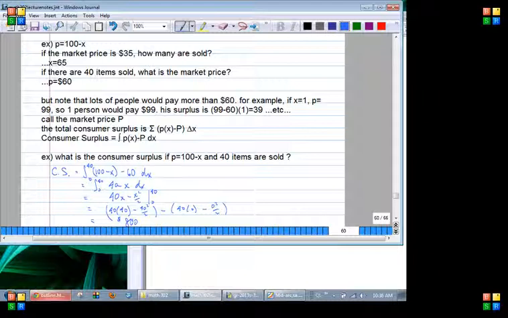So on the one hand, you can just memorize the formula. It's the integral of the price function p of x minus capital P, the market price, dx. On the other hand, remember what the integral represents. It's the sum or the accumulation of every individual's surplus. And every individual surplus is the price they're willing to pay, which is little p of x, minus the price they're actually paying, which is capital P.